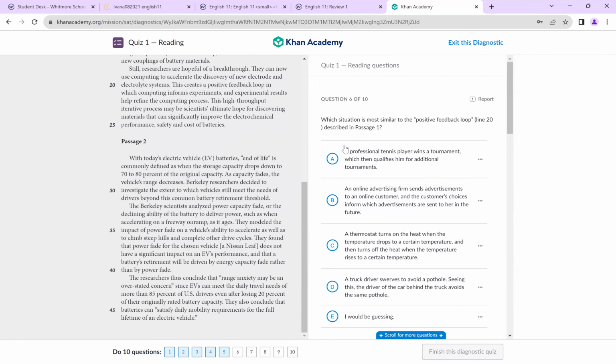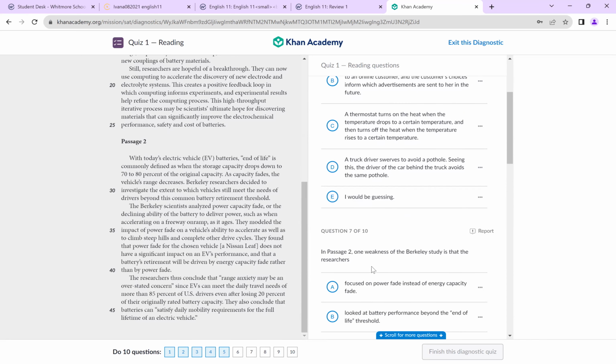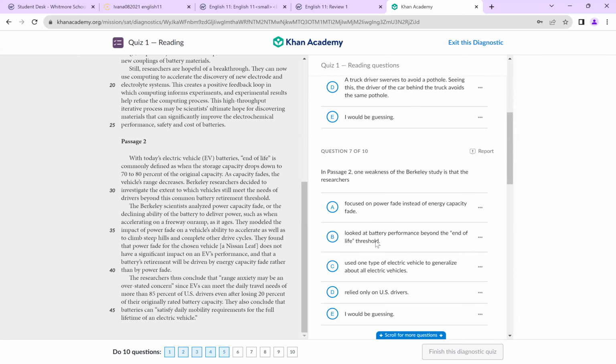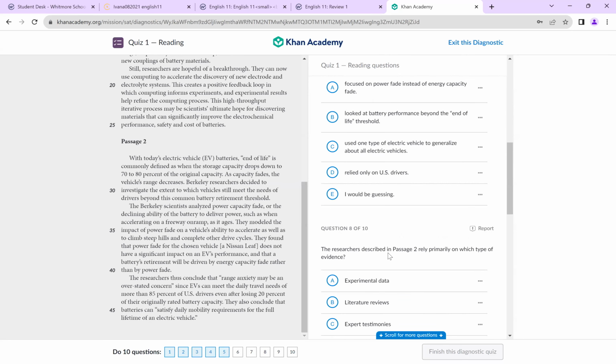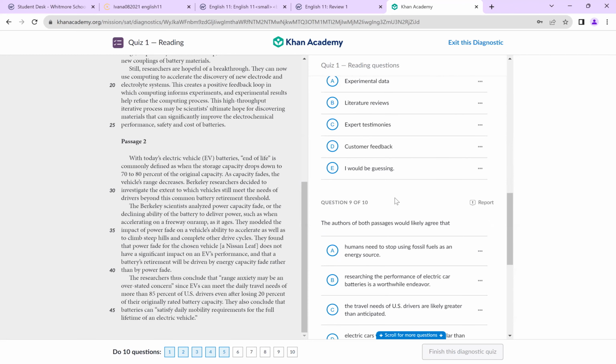So which situation is most similar to the positive feedback loop, line 20? Okay, so positive feedback loop, something to think about there. Passage two, one weakness of the Berkeley study is some sort of weakness we're looking for in passage two. The research described in passage two relies primarily on what type of evidence? So it's almost like we should read passage two first. We could get two of those questions down. The authors of both passages would likely agree, this is where you've got to look at both.